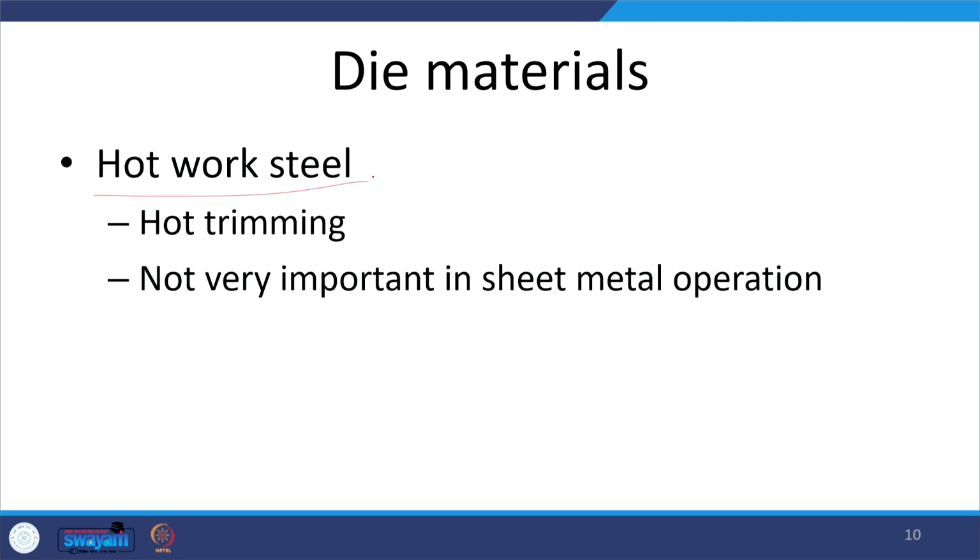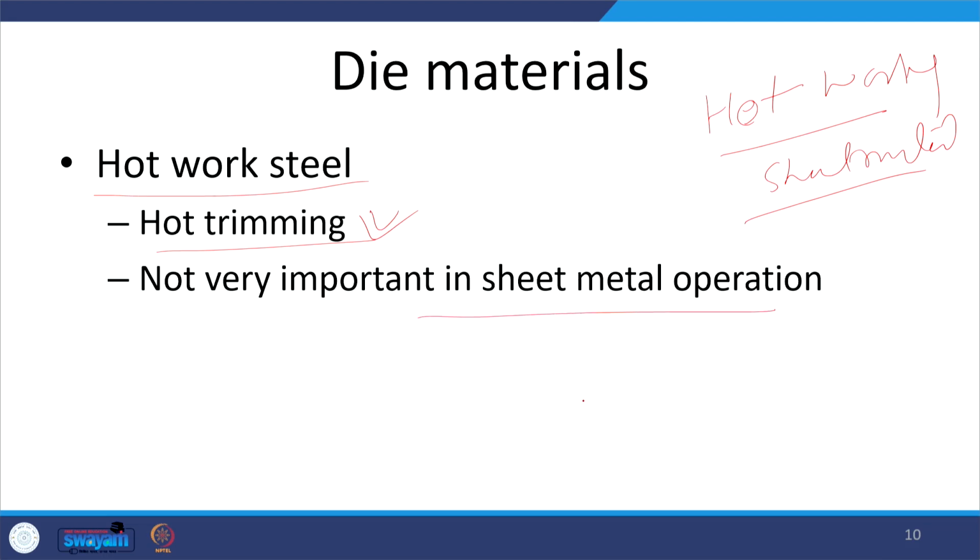Hot work steels, although this is not about hot working of metals like hot rolling, hot extrusion, hot forging, but sometimes sheet metal operations are carried out at a high temperature. So, hot working especially of sheet metals, like hot trimming. In that case, it is important that the die and punch retain their hardness even at elevated temperature during hot trimming operations, although high temperature related things are not very common in sheet metal processing.